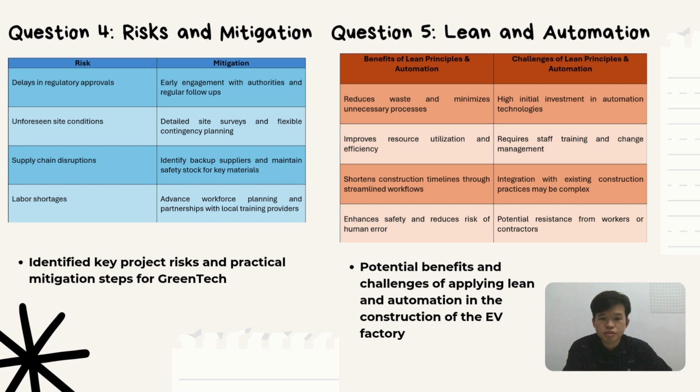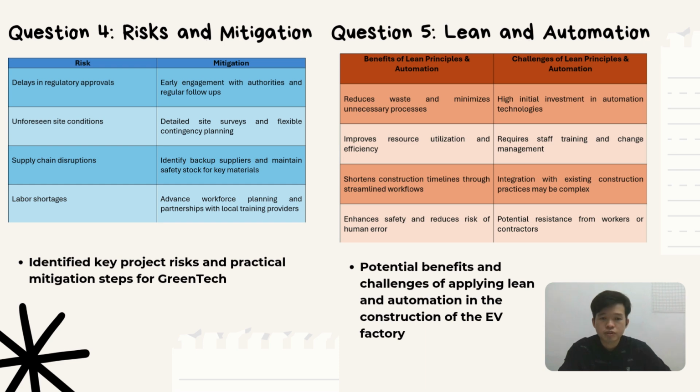Supply chain disruptions also pose a risk, which means Green Tech should identify backup suppliers and maintain safety stock for critical materials. Finally, to address the potential labor shortage, it's important to plan the workforce in advance and build a partnership with local training providers to ensure the necessary skill levels. By managing these risks proactively, Green Tech can better ensure that the project is delivered on time and within the budget.